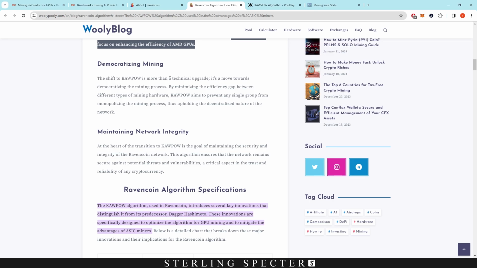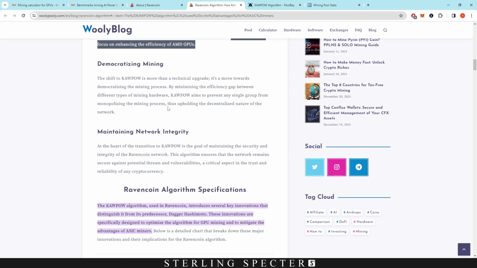The shift to KAWPOW is more than a technical upgrade. It moves towards democratizing the mining process. By minimizing the efficiency gap between different types of mining hardware, it aims to prevent any single group from monopolizing the mining process. So in theory, you could say that NVIDIA had a monopoly on the mining process in terms of GPU algorithms, because NVIDIA just way outperformed a lot of the AMD cards when it came to GPU mining.